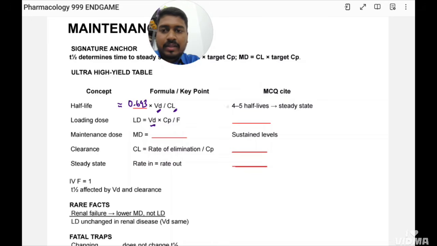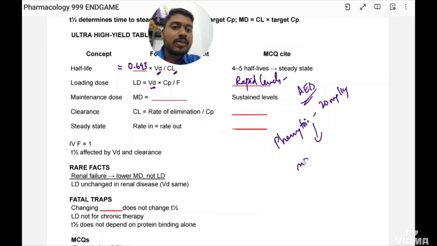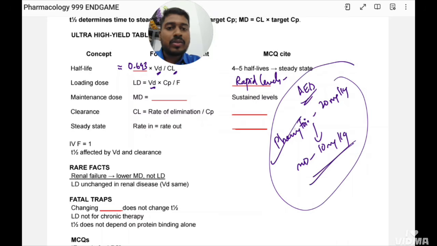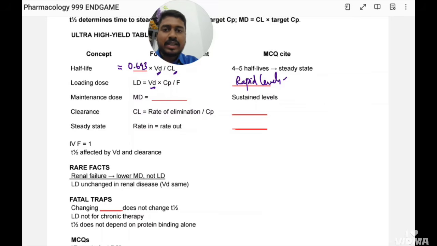Now MCQ, loading dose, it depends. We need rapid levels. Whenever we want rapid levels, this is commonly given, for example, for anti-epileptic drugs. Let's say the patient immediately comes in status epilepticus, give phenytoin loading dose. So phenytoin loading dose is 20 mg per kg, followed by maintenance dose of 10 mg per kg. So this is what is called loading dose. Okay, so loading dose we want for getting rapid levels of the drug.